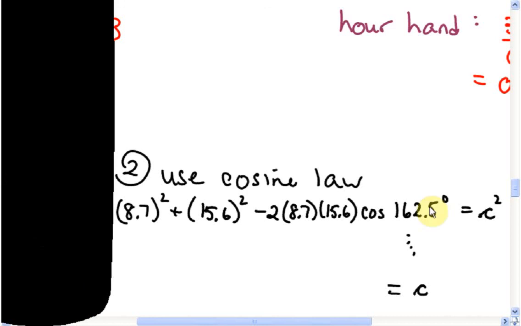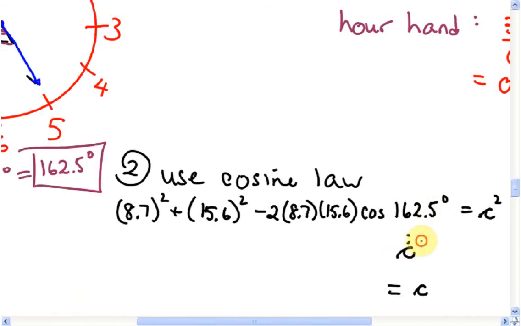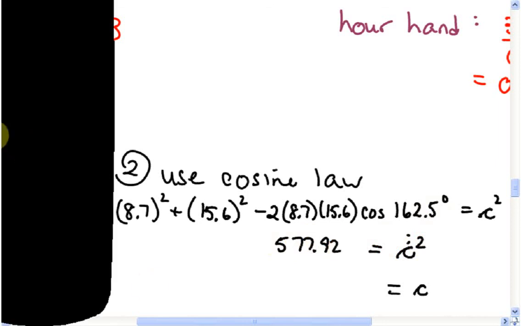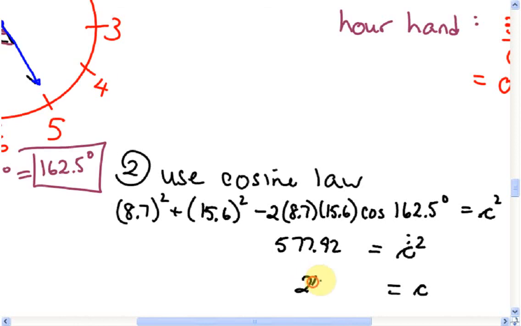577.92. Okay. 577.92. Last step. Take the square root. How about 24.04? Yes? Yeah? Centimeters. Good.